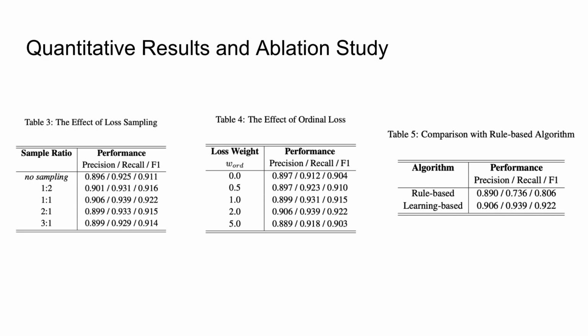Here are some quantitative results. For loss sampling, we studied the different sample ratios, and the performance gain is 1.1% in terms of the F1 score. For the ordinal loss, the performance gain is 1.8% in terms of the F1 score. Lastly, even though we use the traditional rule-based algorithm to generate ground truth labels during the training, our proposed learning-based algorithm significantly outperforms the rule-based teacher by 11.6% in terms of the F1 score.